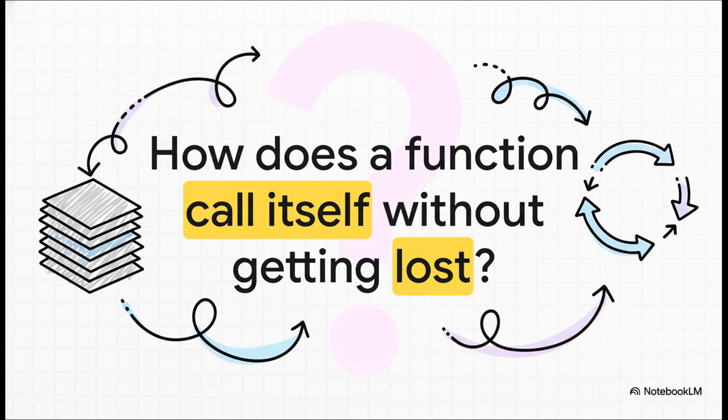You know, this is probably the biggest question people have when they first learn recursion. If a function just keeps calling itself over and over, how does it not get lost in a total mess? How does it keep track of everything? Well, the answer is a beautifully simple structure.